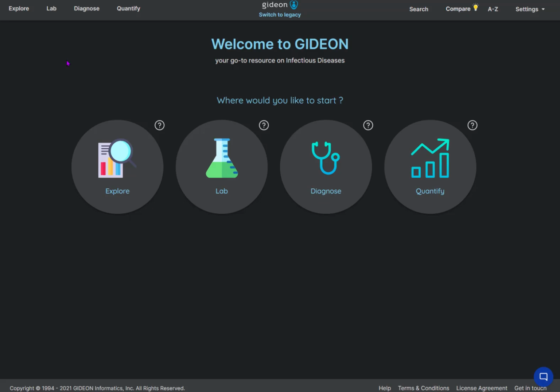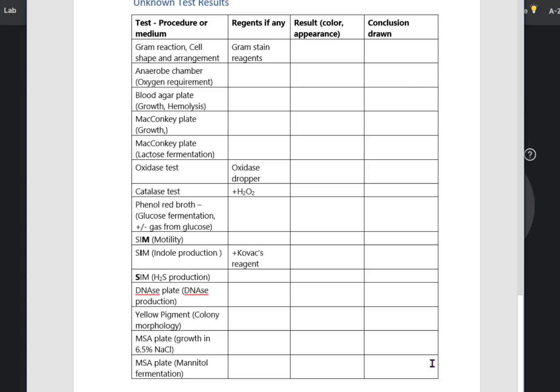This can be done with the unknown project in the lab, and it can also be done with the adopter microbe if you're taking the labs online. These are the media and tests, enzymatic tests and characteristics, that we look for when we try to diagnose and identify our organism. It starts off with the Gram reaction and the cell shape. We look at whether it grows and its oxygen requirements, if it needs oxygen to grow, or if oxygen is toxic to it. We look at the blood agar plate growth.